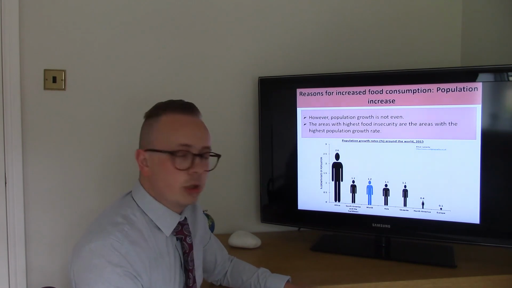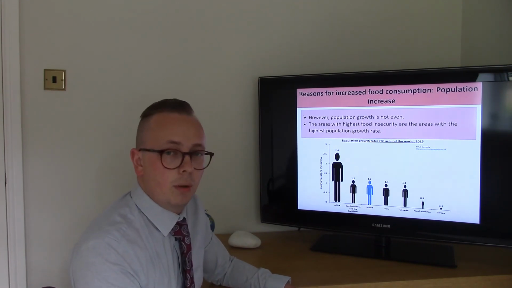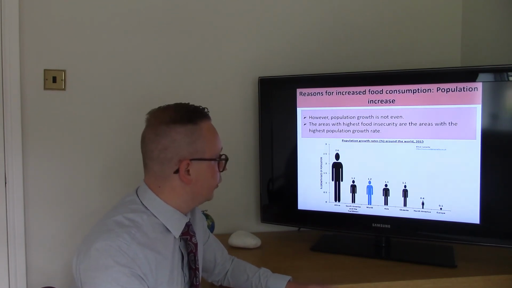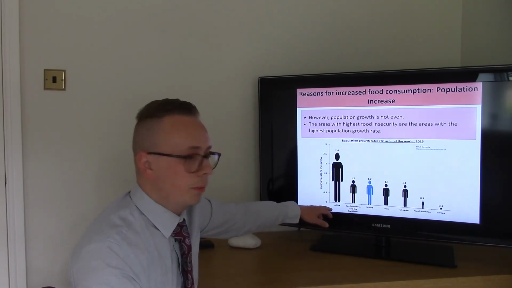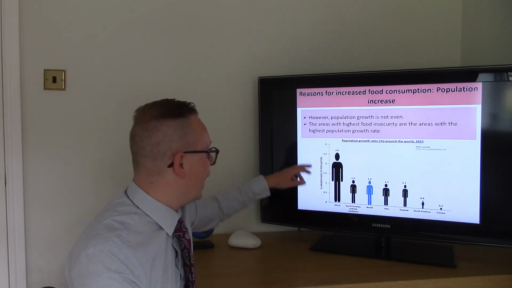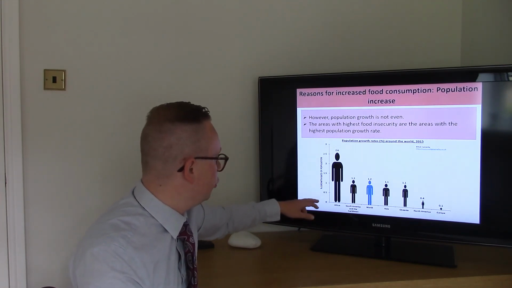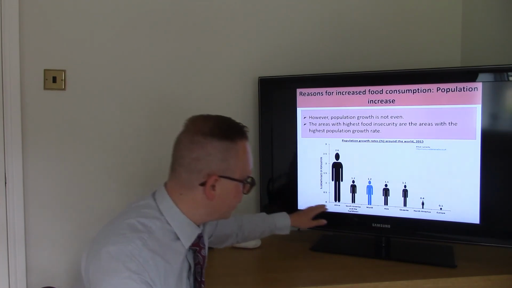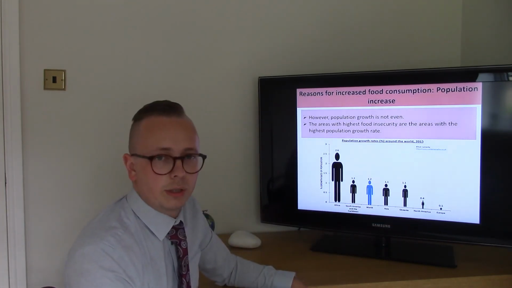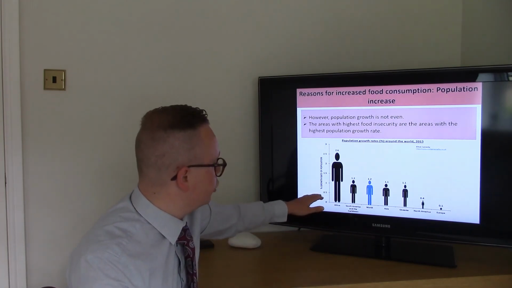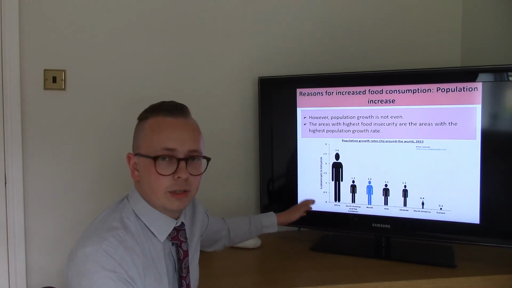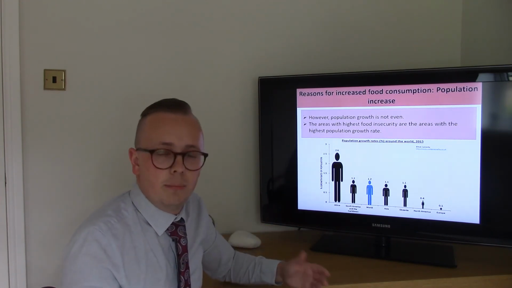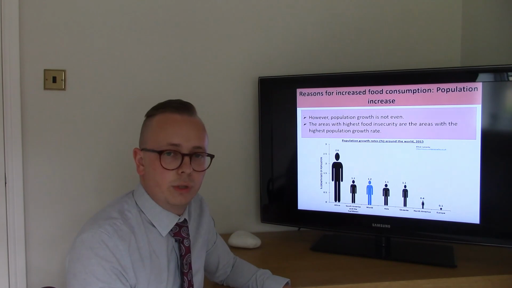However, the population growth is not even, and this is where the problem is more significant. It's the areas with the highest food insecurity, Africa, we mentioned from the maps previously, which has the highest population growth rate, 2.6% per year in Africa, compared to Europe's just 0.1% growth. So this rapid population growth is taking place in Africa over the next 30-40 years, and it's the area that needs the most food. It's got the highest levels of food insecurity.